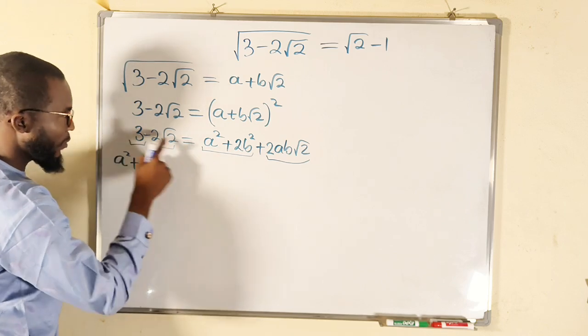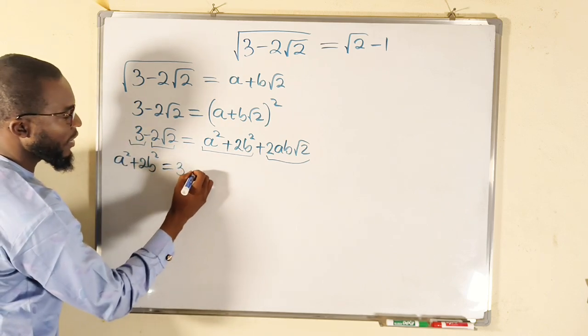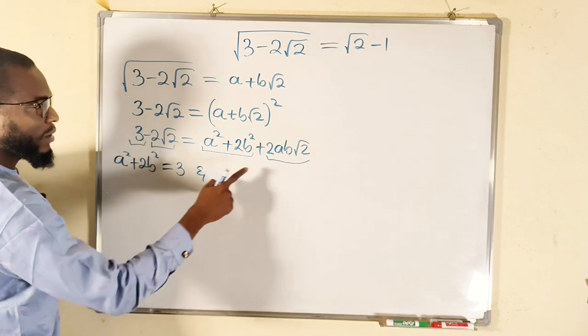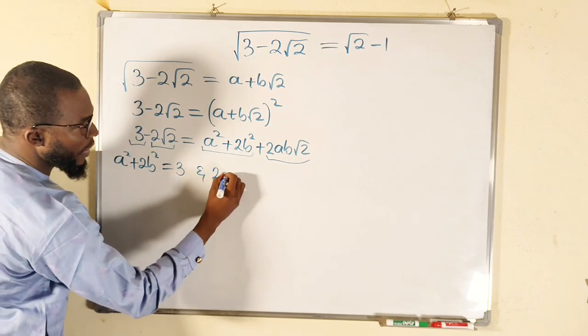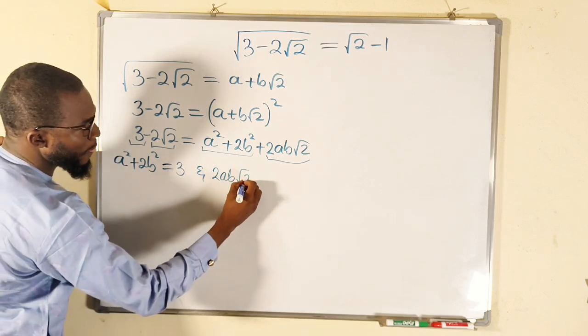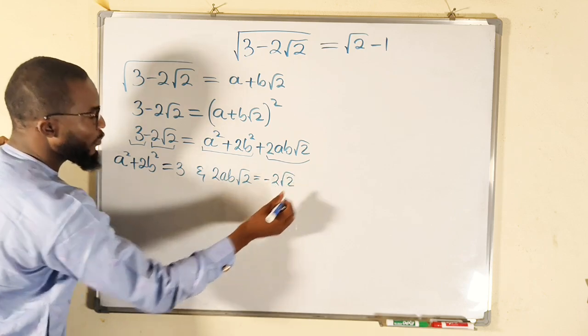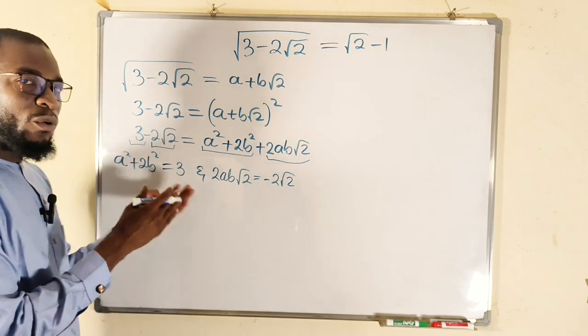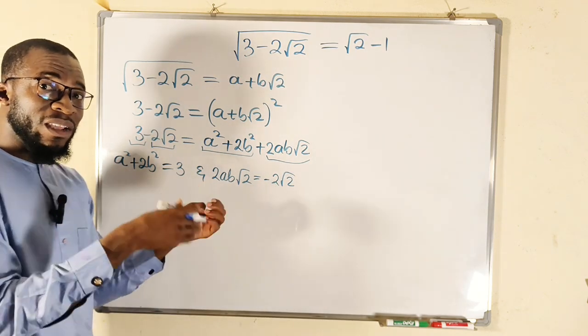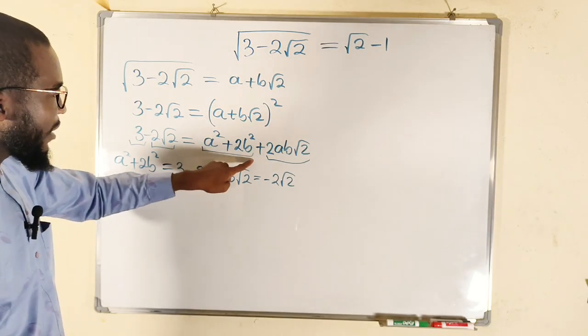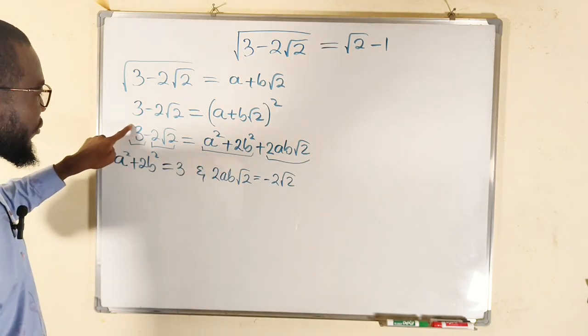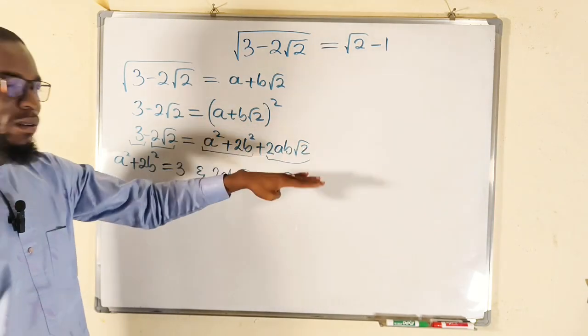this must be equal to 3. And the whole of 2ab root 2 must be equal to negative 2 root 2. So we have just equated the rational and the irrational parts. These are the rational parts. 3 is the rational number here. 2 root 2 is said to be the irrational side.